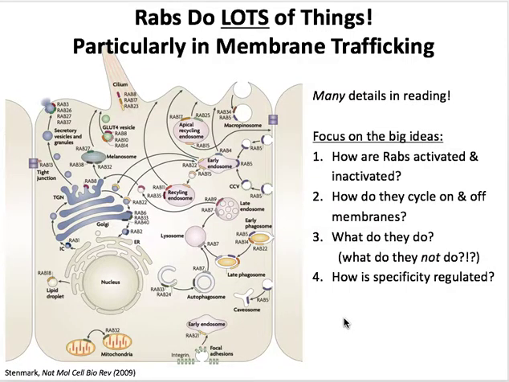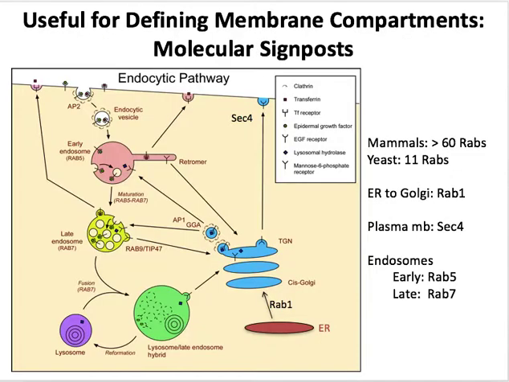There are tons and tons of different Rabs, as you can see from this figure. Here's the nucleus, and here's the ER and the Golgi, and you can see all these different vesicles and compartments have different Rab proteins on them. There are over 60 different Rab proteins in humans. So what does each of them do, and what's their role? The main role that we're going to concentrate on this week is their role in defining membrane compartments. Another way to think of this is that they're molecular signposts. They tell our vesicles where to go. They tell the membranes of the endomembrane system what they are.